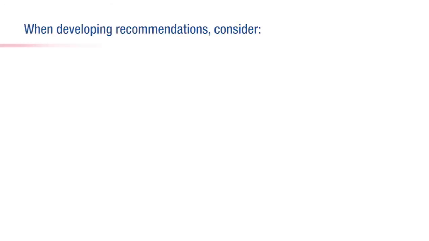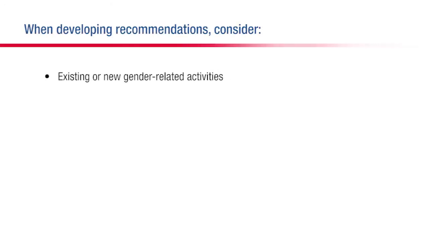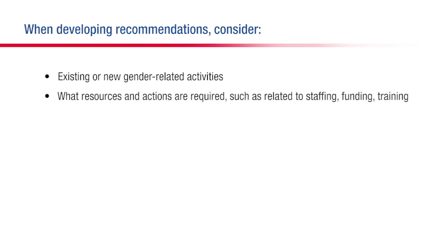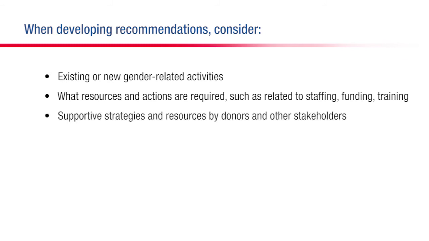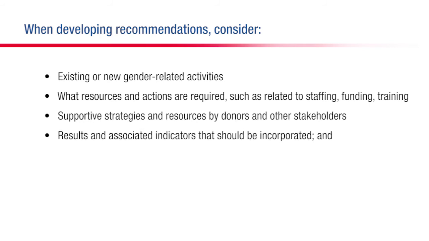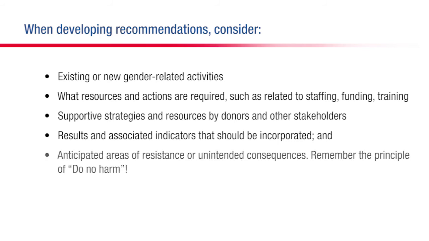When developing recommendations, consider the following. Consider existing or new gender-related activities. Consider what resources and actions are required, such as related to staffing, funding, and training. Consider supportive strategies and resources by donors and other stakeholders. Think about results and associated indicators that should be incorporated, and consider anticipated areas of resistance or unintended consequences. Remember the principle that we discussed in previous videos of do no harm.